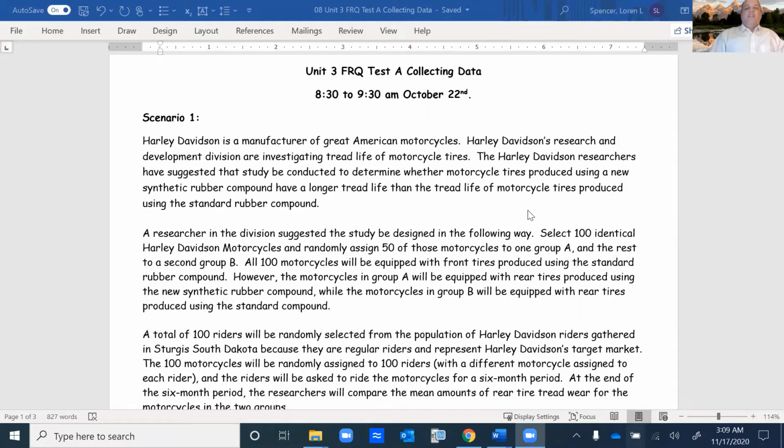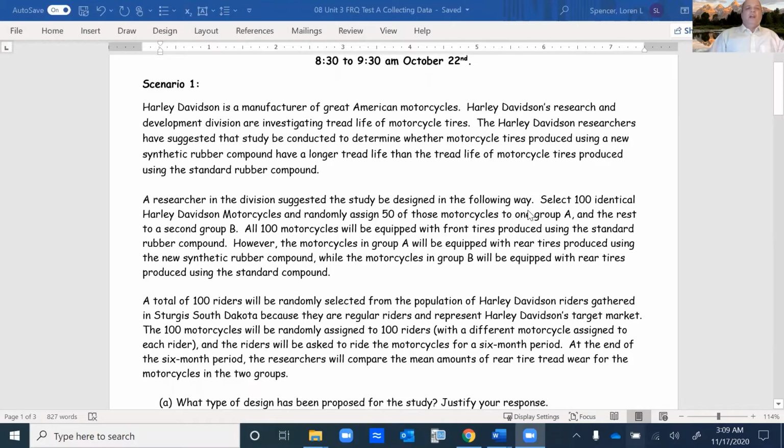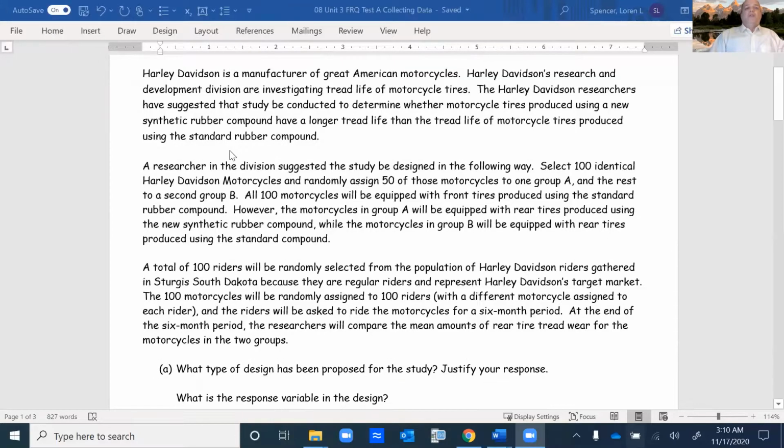The Harley-Davidson researchers have suggested that a study be conducted to determine whether motorcycle tires produced using a new synthetic rubber compound have a longer tread life than the tread life of motorcycle tires produced using the standard compound. A researcher in the division suggested the study be designed in the following way.